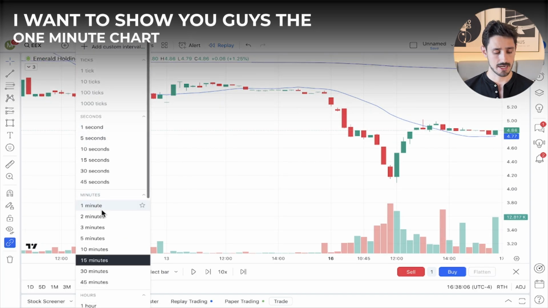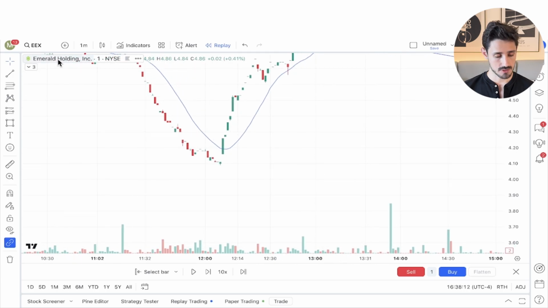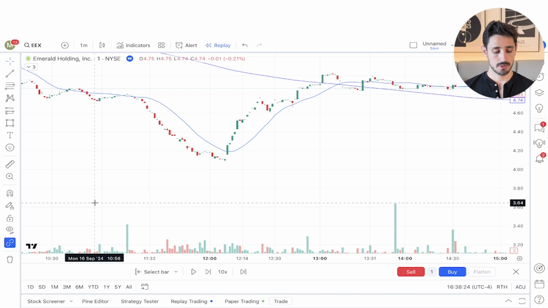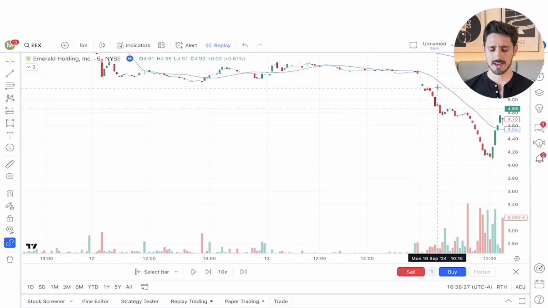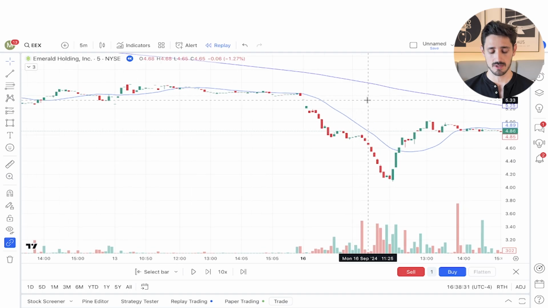And I want to show you guys the 1-minute chart because I remember looking at the one. Let's see here. I remember, or was it the 2-minute? Because I remember seeing a volume spike, maybe. But let's look at the 5. Let's go back to the 5.